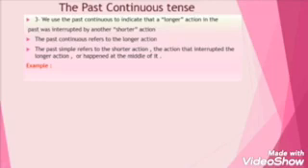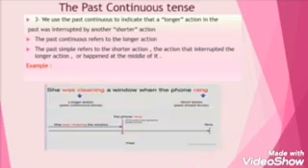Now, let us check with me. Here, I say the past continuous tense refers to the longer action, and the past simple refers to the shorter action, the action that interrupted the longer action. Okay? Or happened at the middle of it. For example, look here with me. She was cleaning a window when the phone rang.